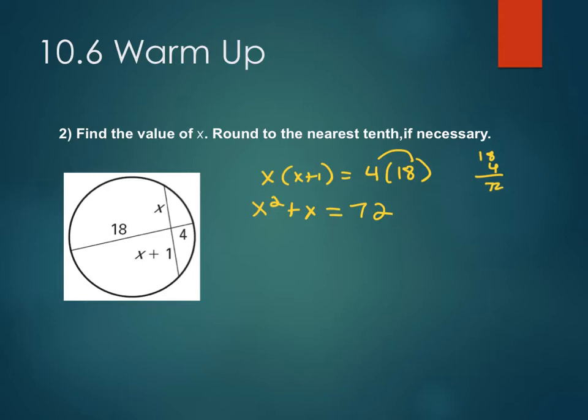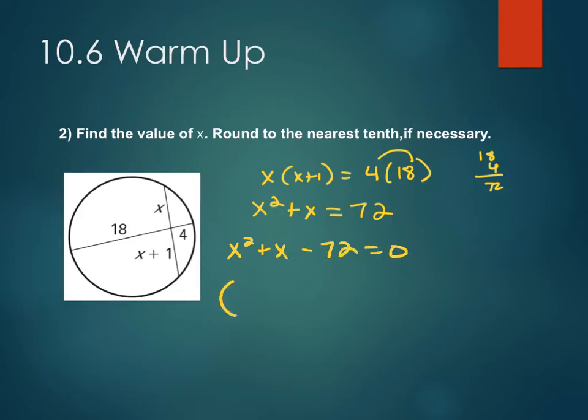As soon as you see the squared and the x, you got to get everything to one side, and you're going to have to factor it. I keep my x squareds positive always. You don't have to do it that way, but to me it's the easiest. So I move the 72 on the side with the other 2. So this becomes x squared plus x minus 72 equals 0.